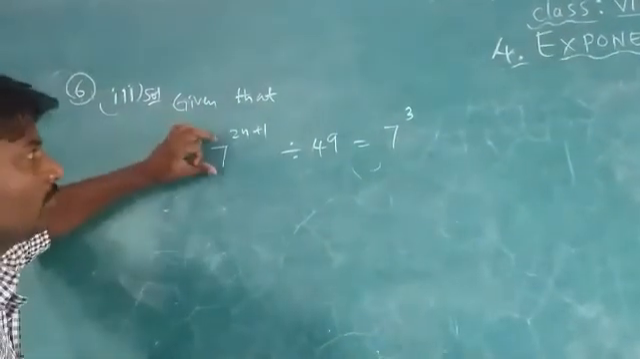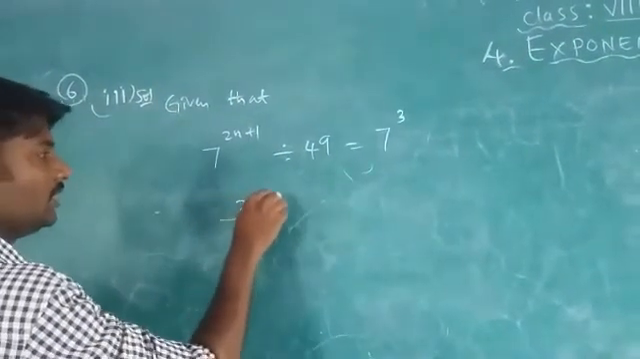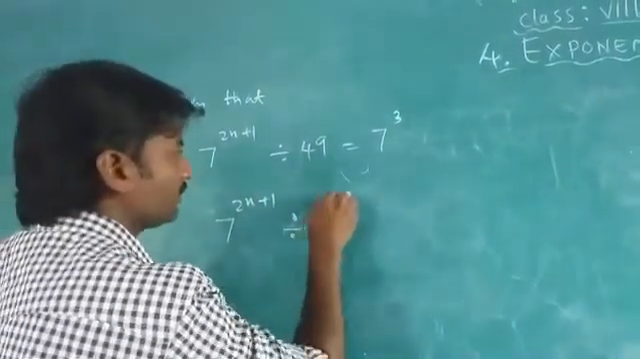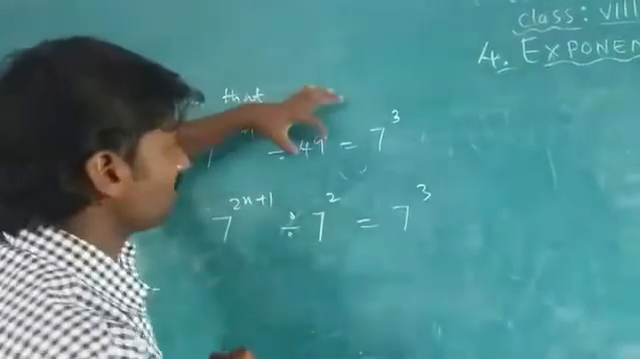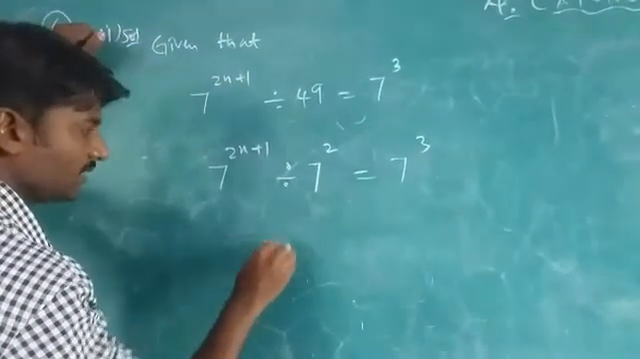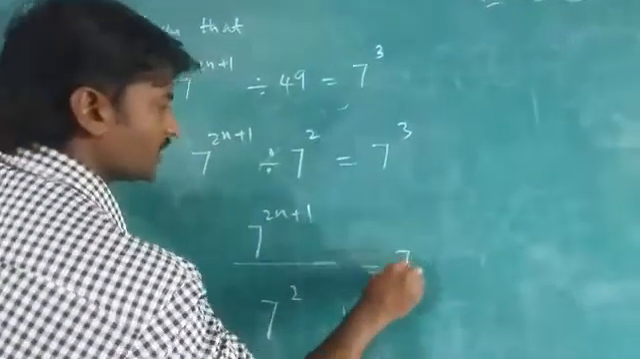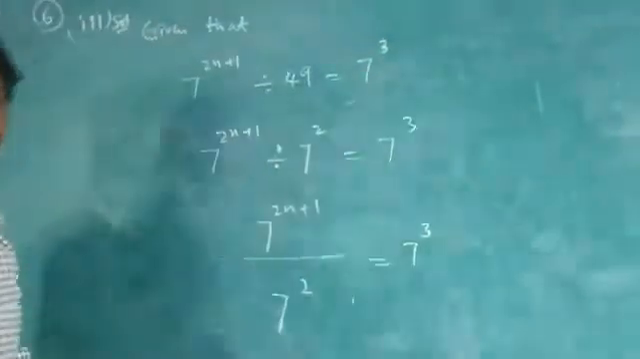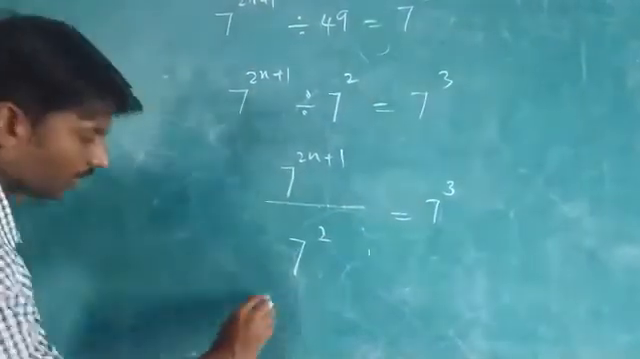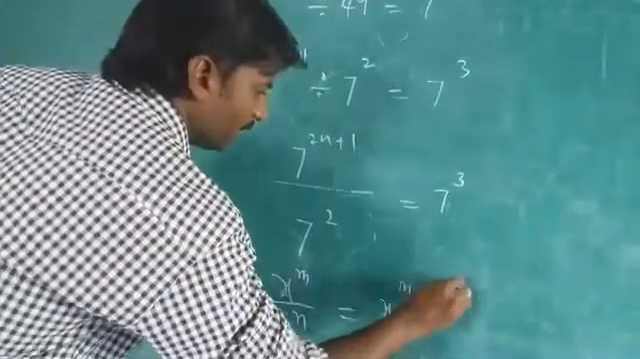Now 7 to the power of 2n plus 1. If you understand carefully here, I will tell you one thing. Here 49 I can write as 7 square. 7 into 7 is 49. So I wrote 7 square. Now the division symbol is there here. I am writing like this, 7 to the power of 2n plus 1 divided by 7 square is equal to 7 cube. On the right side we don't have anything here. If you see here, x to the power of m divided by x to the power of n, we have a formula: x to the power of m minus n, children.